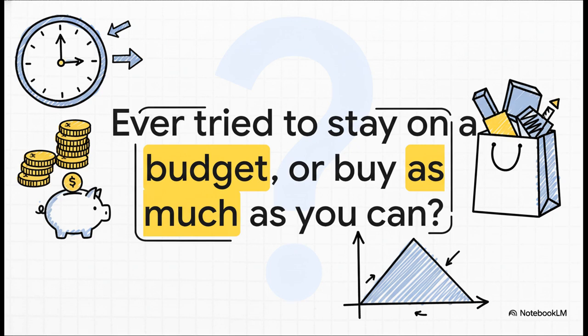Think about it. We all deal with limits, right? A limit on your money, a limit on your time. You're always making choices inside these kinds of boundaries. Well, it turns out there's a way to actually see all of your possible choices at once, and that is exactly what we're going to get into today.